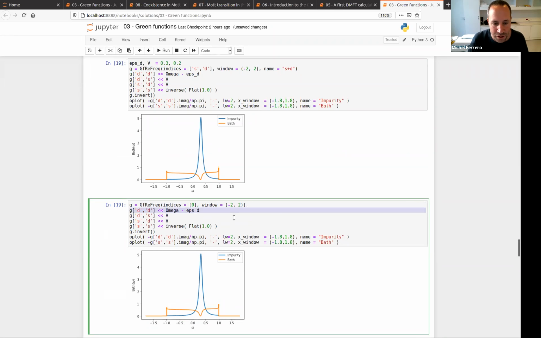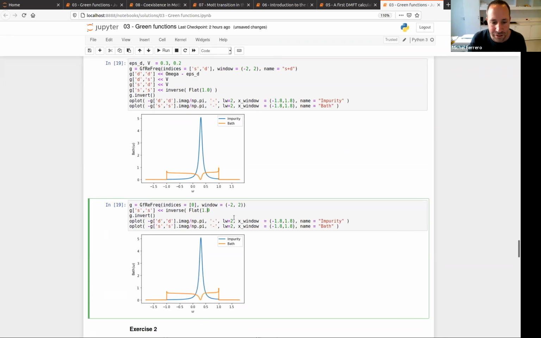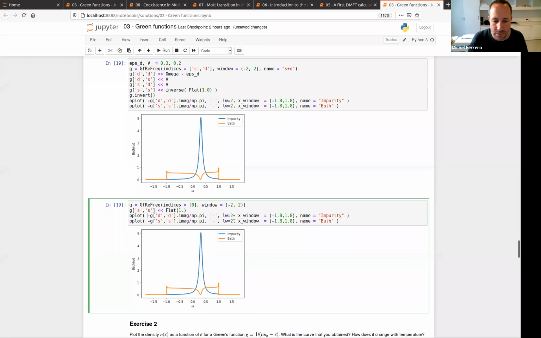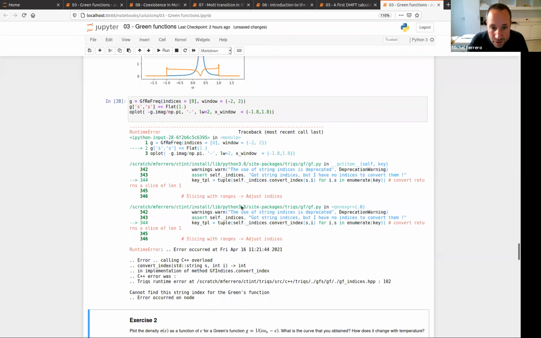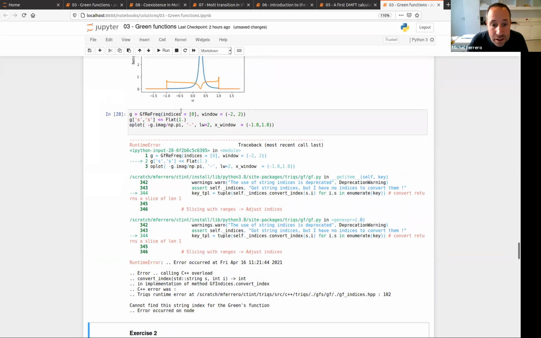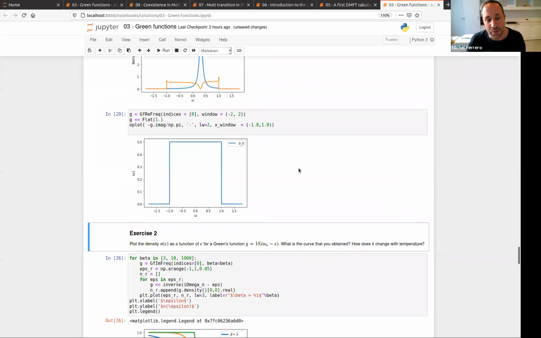I define a green function and I sort of fill it with, say, a flat density of states. And I try to plot that object. So I can actually plot the spectral function associated to this. Okay, I'm getting an error too. Let me check where I made a mistake. Oh, sorry, this thing here. So that's what you get.